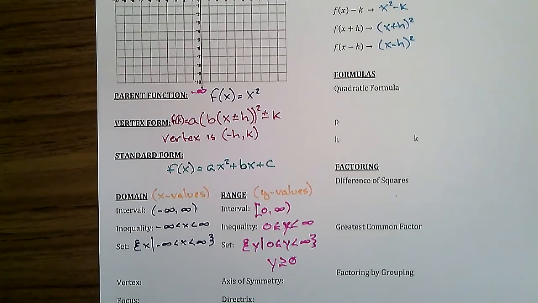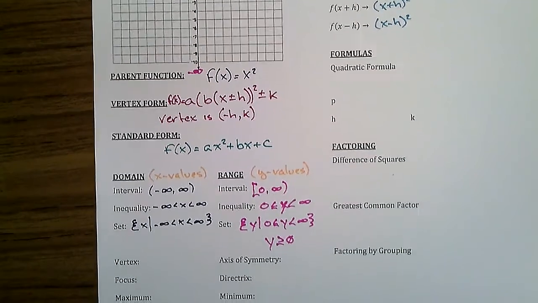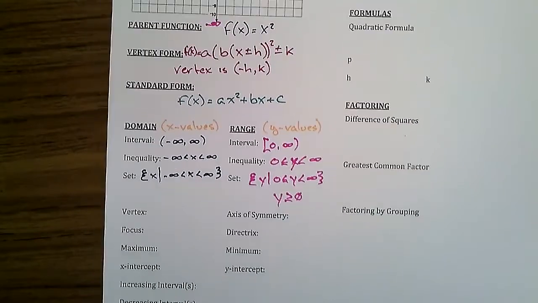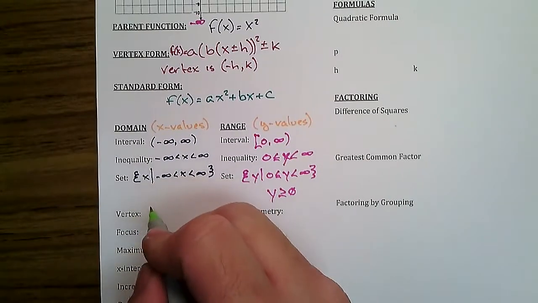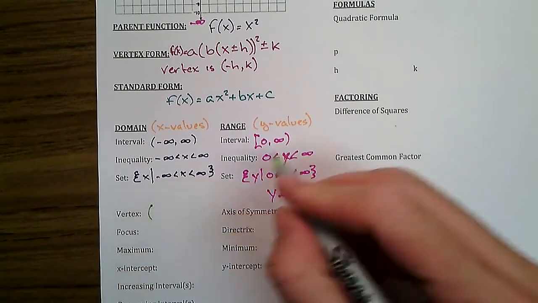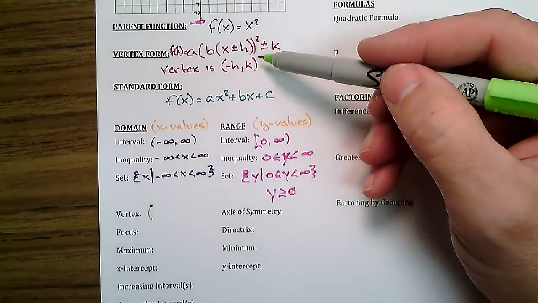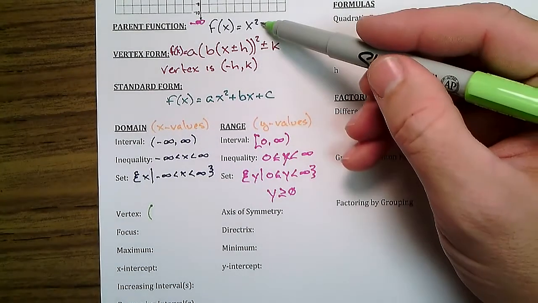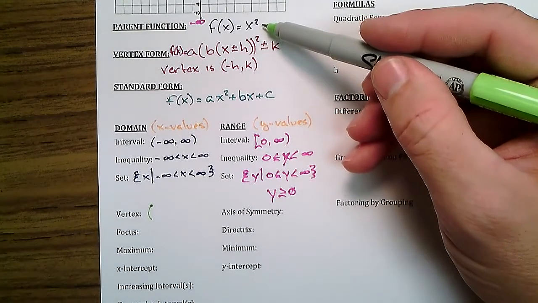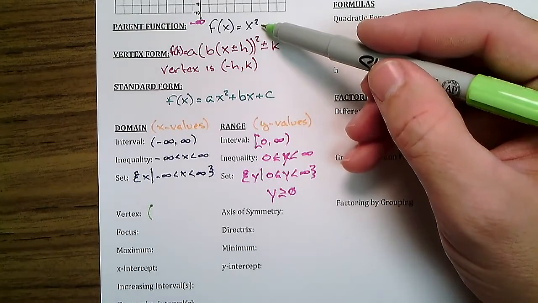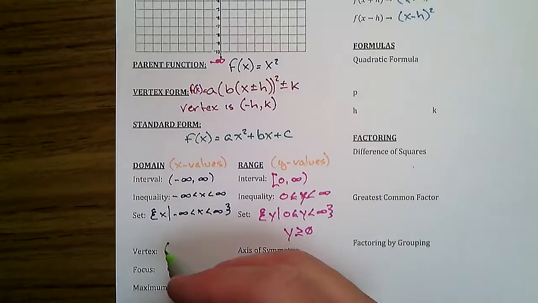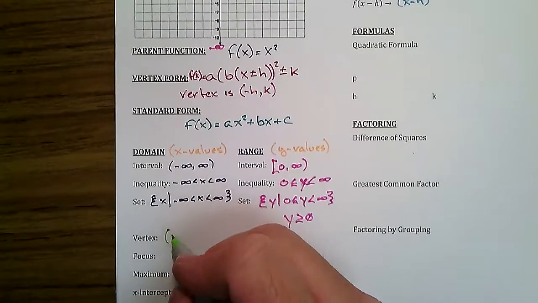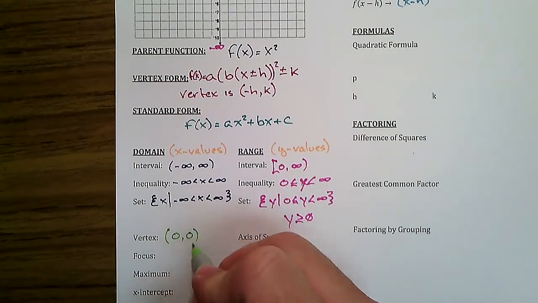All right, let's talk about our basic functions. So our vertex is going to be our negative h, k, which since we look at our parent function, there is no h and there is no k, it's going to be 0, 0. And we can see that's true on our graph. So our vertex, 0, 0.